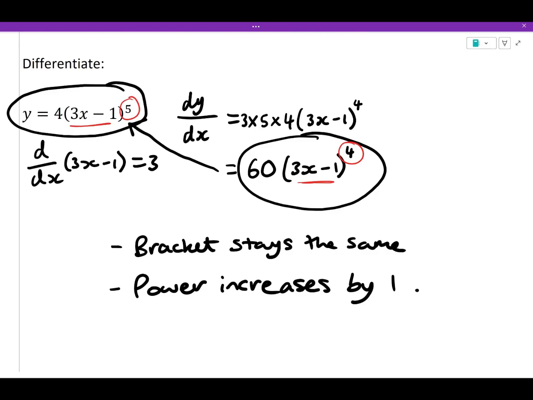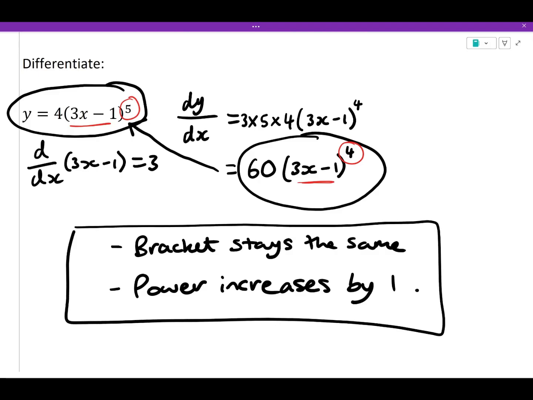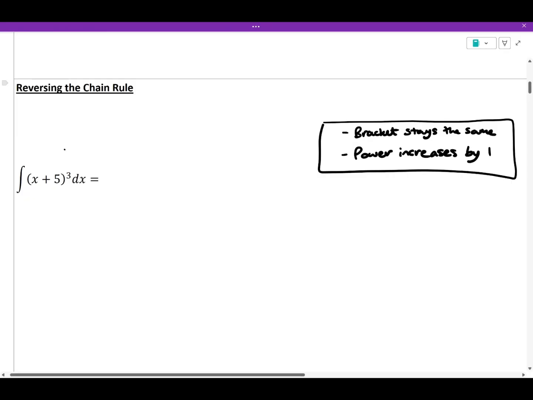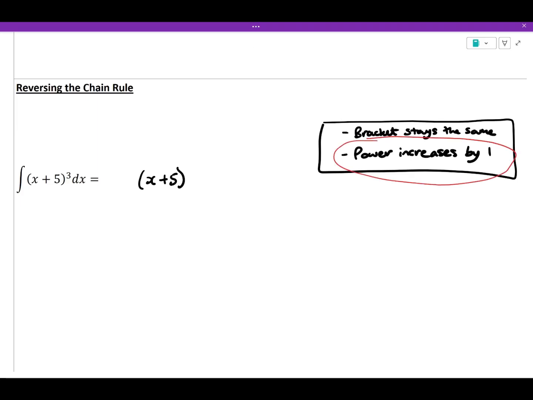Now what we're going to try and do is make use of this to try and integrate some expressions using the reverse chain rule. So we've got our question here, the integral of x plus 5 to the power of 3. So when we integrate using the reverse chain rule, the first thing we know that happens is that the bracket stays the same. Therefore, in my answer, we know that we are going to have x plus 5 like that. So I'm going to write that in. Then we also know that our power increases by 1 when we integrate. So if the initial power is 3, our final power is going to be 4. I know that in my final answer, we're definitely going to have x plus 5 to the power of 4.